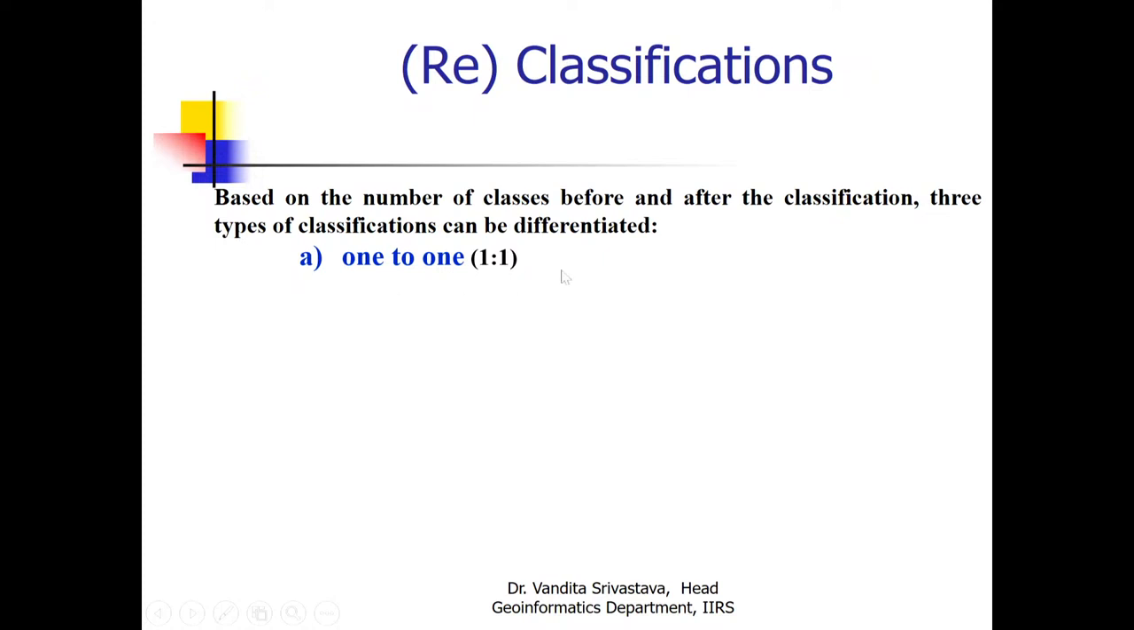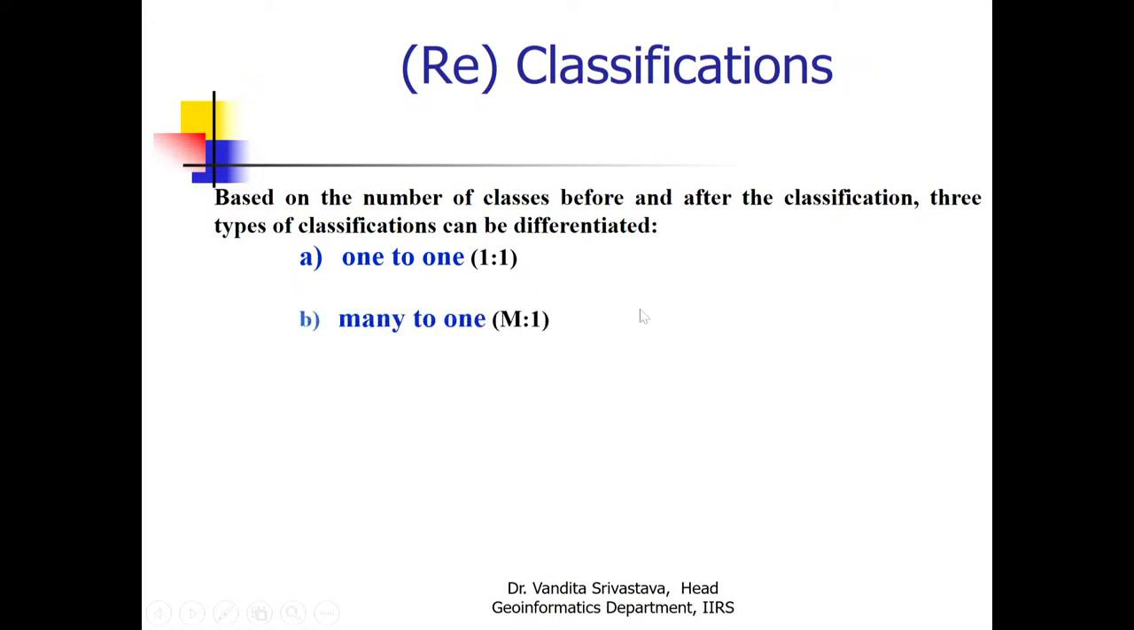1 to 1. Here 1 does not mean literally 1. It means the equal number of classes in the input as well as in the output. So if I am having 5 classes in the input, I am having the same number of classes in the output as well. Only the classification scheme will be varying here in this case.